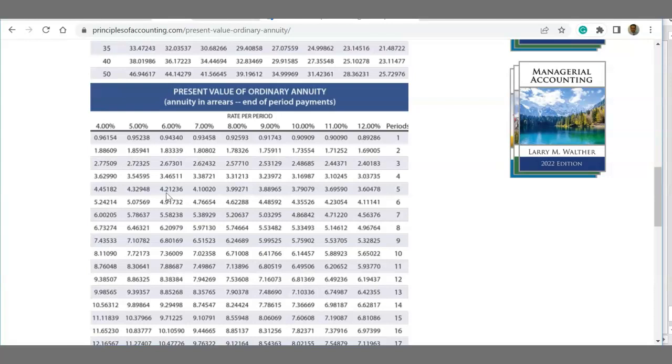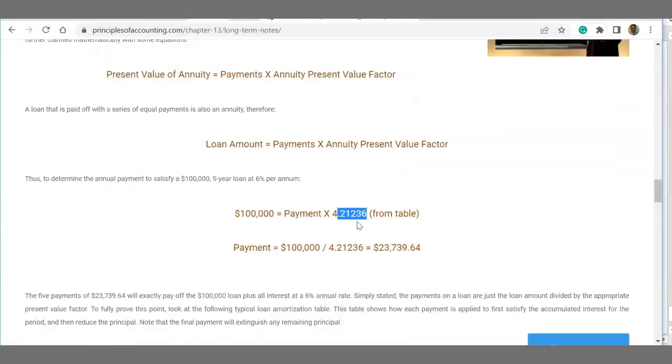4.21236. So you multiply that factor by the payment, but the payment we don't know. So 100,000 divided by 4.21236, and that gives us an annual payment of $23,739. So if you borrow $100,000 with a 6% interest rate for a 5-year loan, that loan will have an annual payment of $23,739.